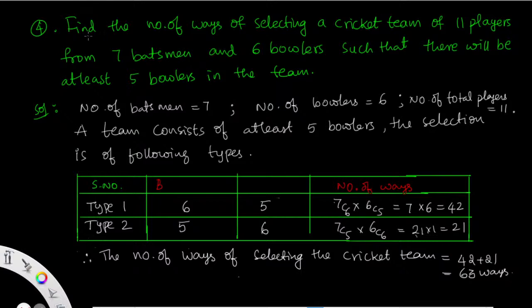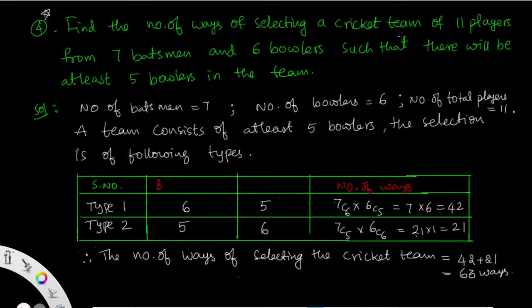Next, go to the fourth question. Most important problem. This is the fourth question, and also the fifth and sixth questions. Find the number of ways of selecting a cricket team of 11 players from 7 batsmen and 6 bowlers such that there will be at least 5 bowlers in the team.